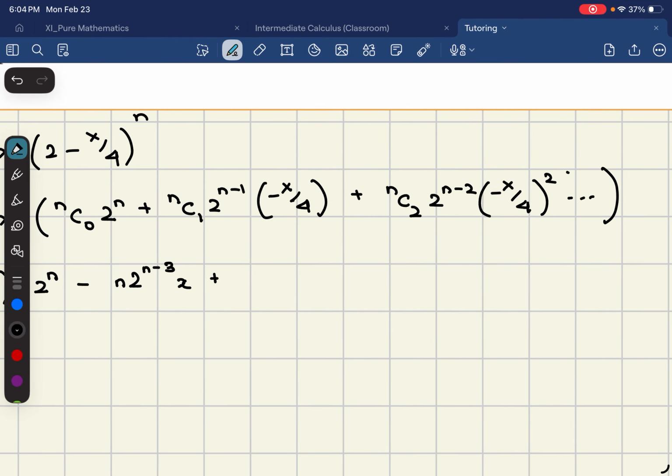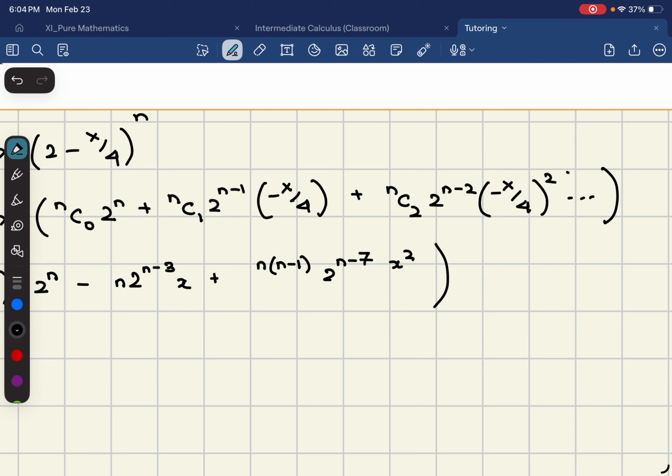And finally, we have nC2. nC2 is n times n minus 1 divided by 2. We have 2 to the power n minus 2. We have minus x squared, which is just x squared. And we have 4 squared, which is 16. 16 is 2 to the power 4. And actually, we can do the same thing here. So we have 2 to the power 4 and one more 2 here, so that is just going to be overall divided by 2 to the power 5. So we just simplified the denominator that we had. And we have 2 to the power n minus 2 minus 5, is what we will have. So that is 2 to the power n minus 7 x squared.